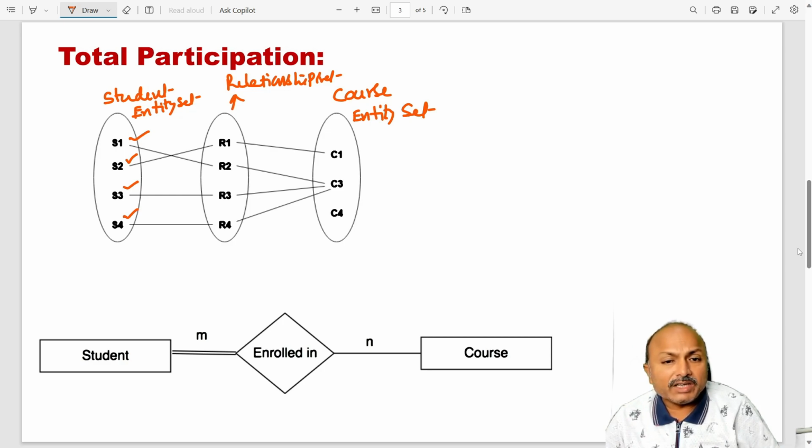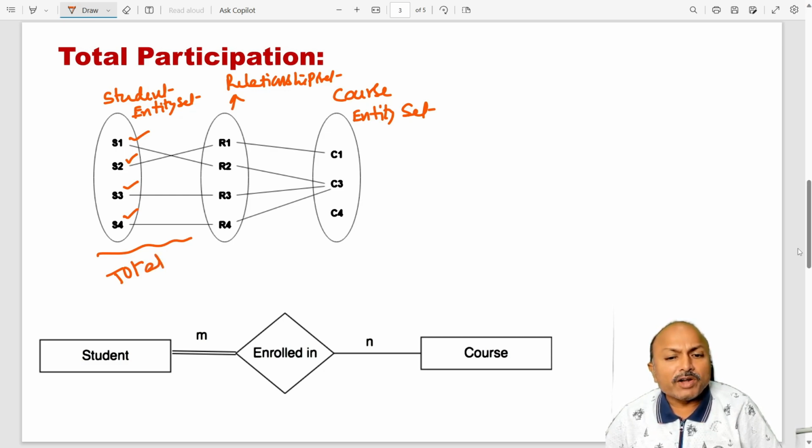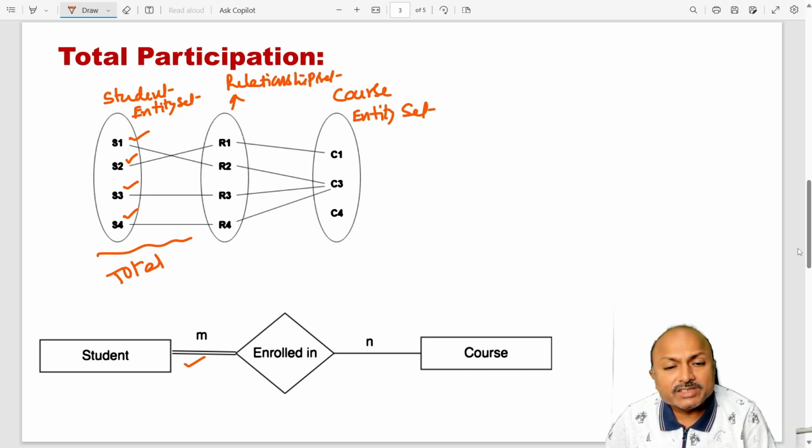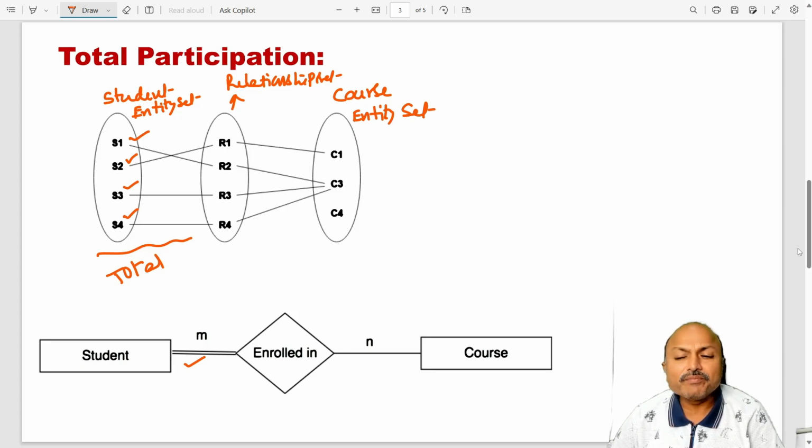So this is called a total participation. The total participation is represented with a double line. Double line means all the students participate. That is total participation.